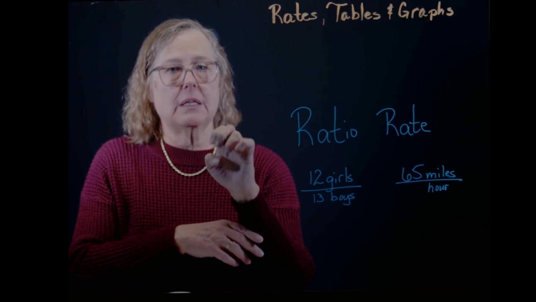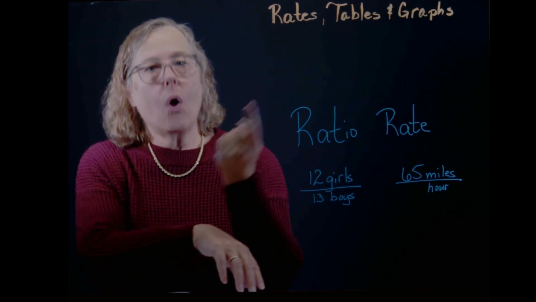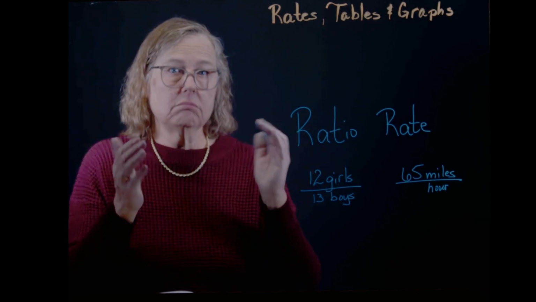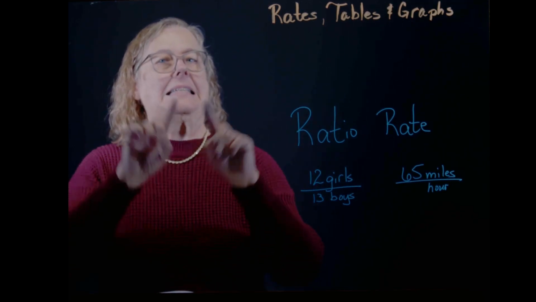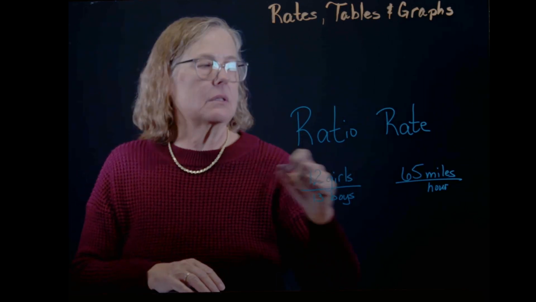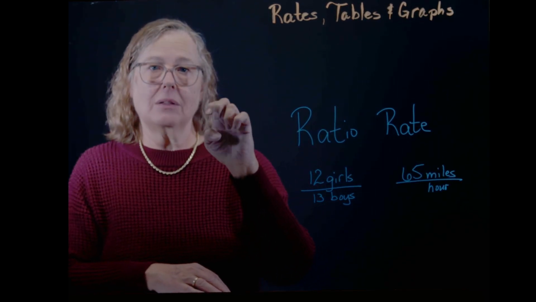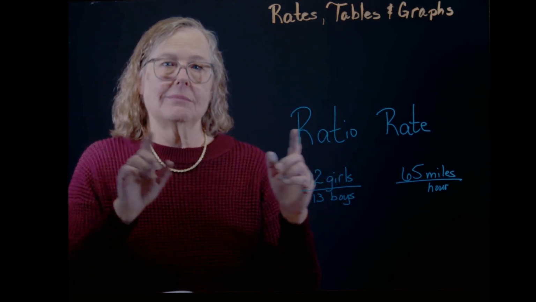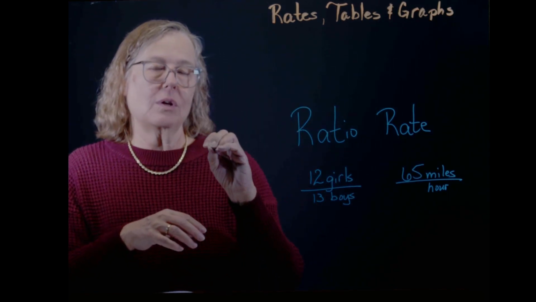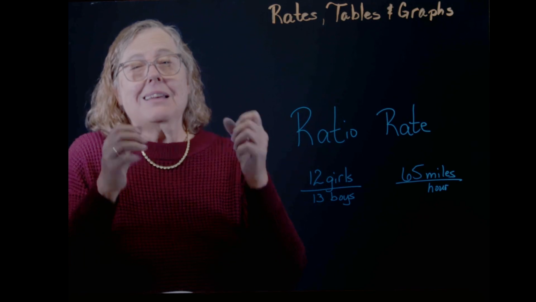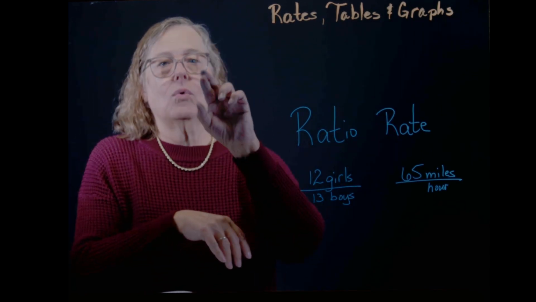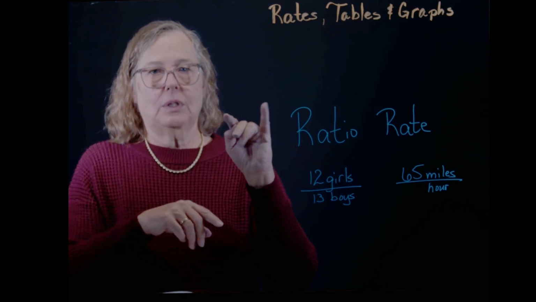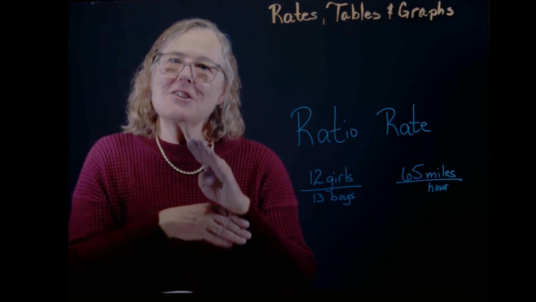But if we look at a rate, a rate is always a ratio, but a ratio is not always a rate. Why? Because a rate compares two different things, but it has to have different labels, different units. 65 miles per hour. That's different. So the ratio compares two quantities. They need to be the same. But a rate compares two quantities, but it must be different labels, different units.